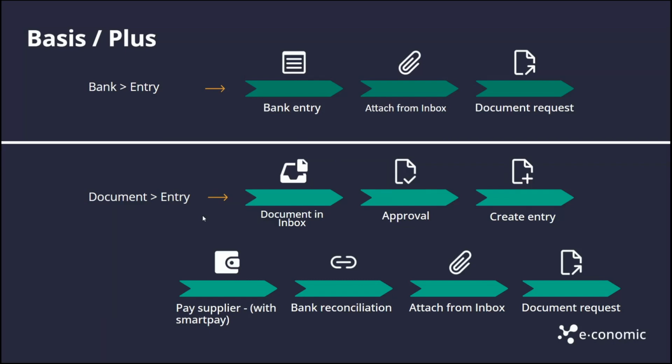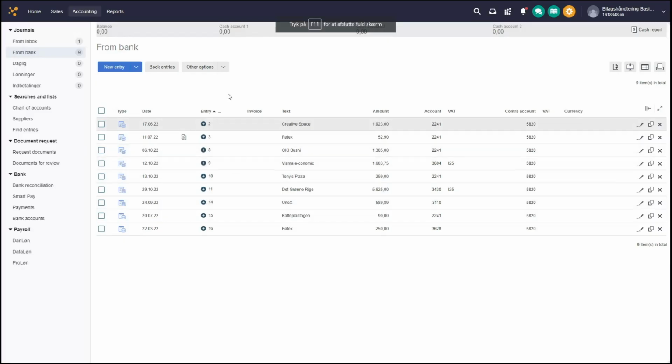So let me just skip here from my slide. And then we are in Economic. As you can see here, I am in accounting, and then I have my journals here. I have two journals, called from bank and from inbox. It's not because we recommend that you have that, but just for me, when I'm presenting this, I think it's nice for you to know when I'm working with the first flow and when I'm working with the second flow. So when we are here in the journal called from bank, then we're working on the first flow with bank to entry.